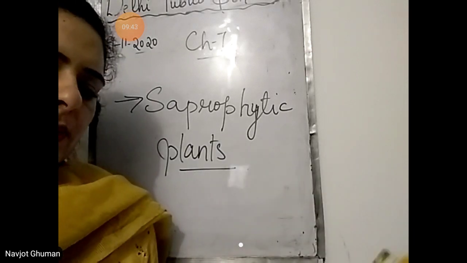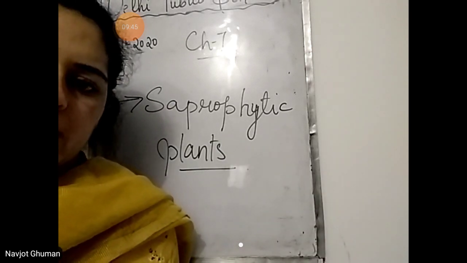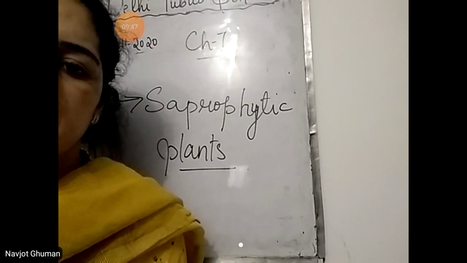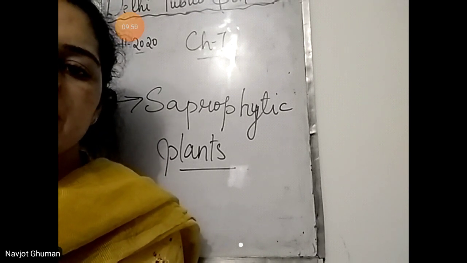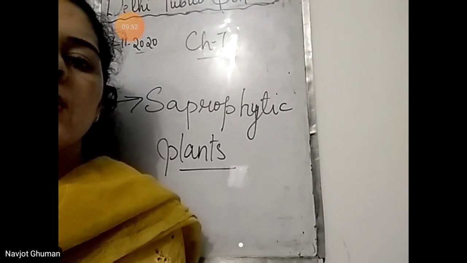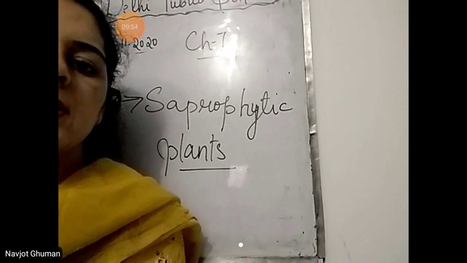So this is all about the insectivorous plants and non-green plants. The two main examples of non-green plants are coral root and Indian pipe.